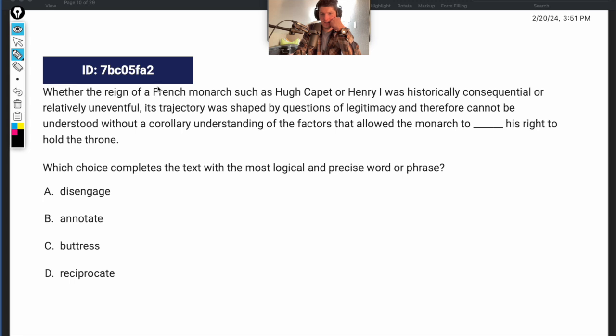And therefore, here's a key structural word, therefore cannot be understood without a corollary. Corollary means correlate, or things that go together. Understanding of the factors that allowed the monarch to, I think maybe like keep or defend. Again, apologies for my sometimes rough handwriting, but defend is a good word there, right? So you saw when I broke things down, by the time I got to that blank near the end of the sentence, I had a sense of what should go in there because I paused a couple times. I understood the arc of the statement.